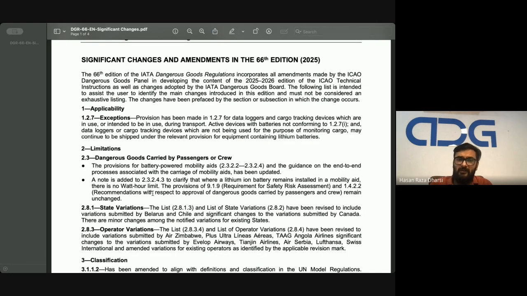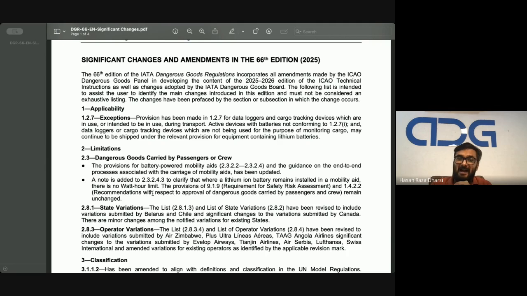Before, things were different. Now the mobility aids, which we say are wheelchairs and self-propelled wheelchairs, come under the head of mobility aids, and the battery-powered mobility aids have been changed and updated. In this edition, you will see the latest and updated version of lithium batteries and how to carry them in passenger and crew baggage.